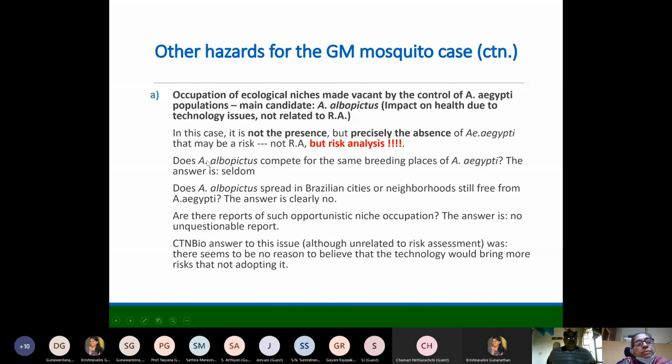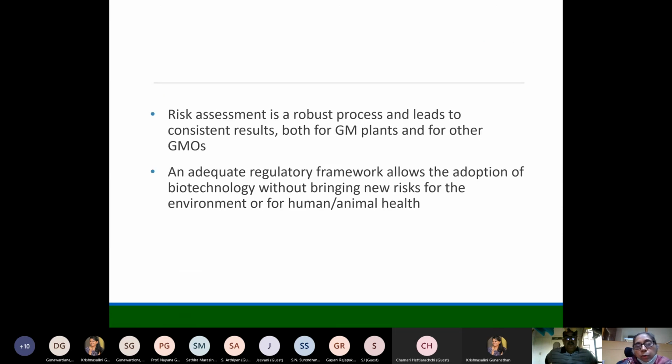In their case, they asked, does A. albopictus compete for the same breeding places? They said seldom. Does A. albopictus spread in the Brazilian cities still free from A. aegypti? The answer is no. Are there any reports of such opportunistic niche occupation? The answer is no. So because of these, they said there seems to be no reason to believe that the technology would generally have more risks.